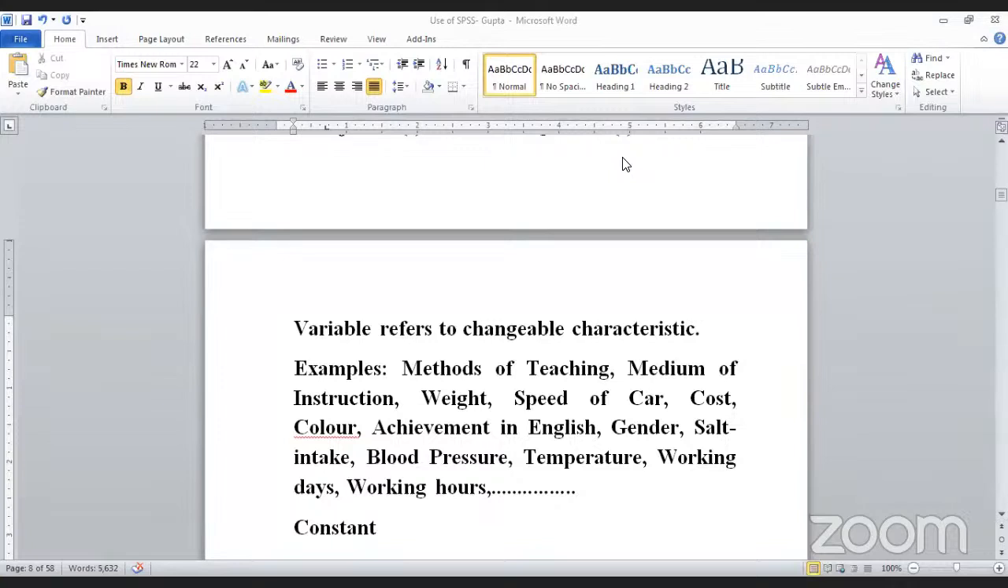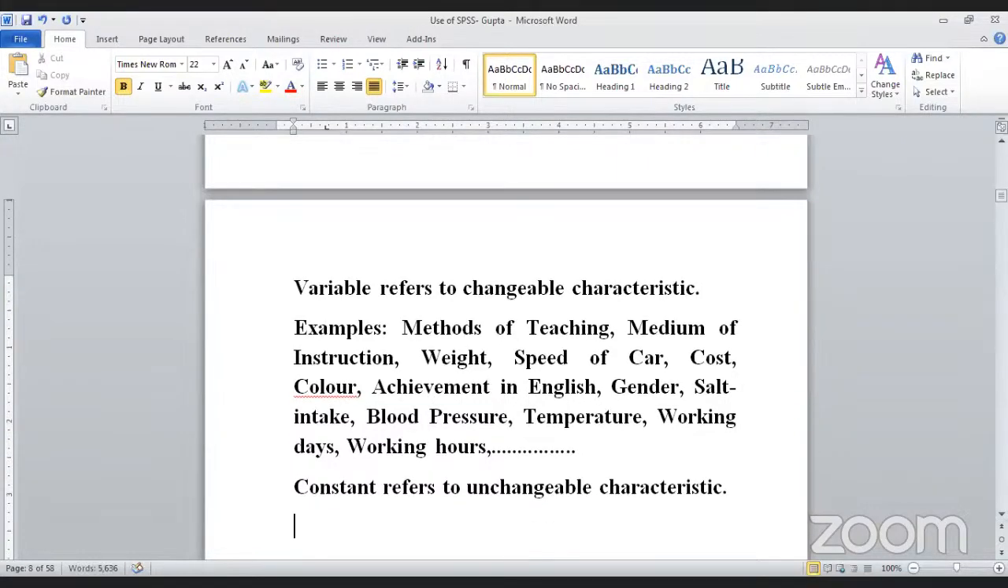Now another is a constant. A constant refers to unchangeable characteristics. Those characteristics which cannot change will be the constant. Examples.